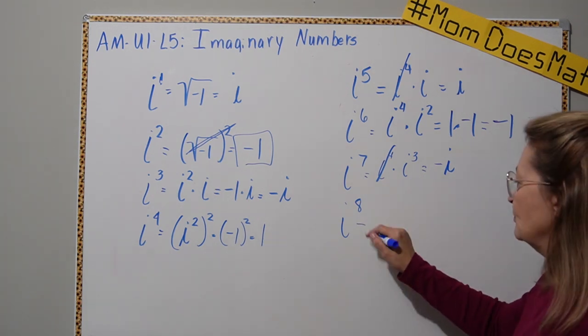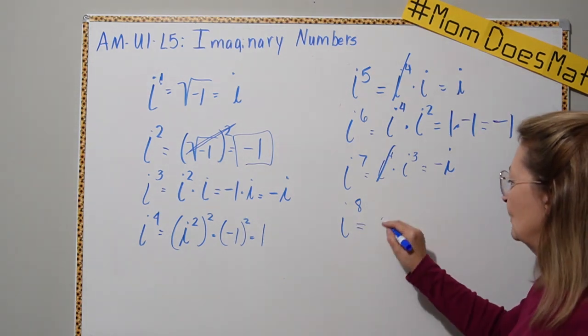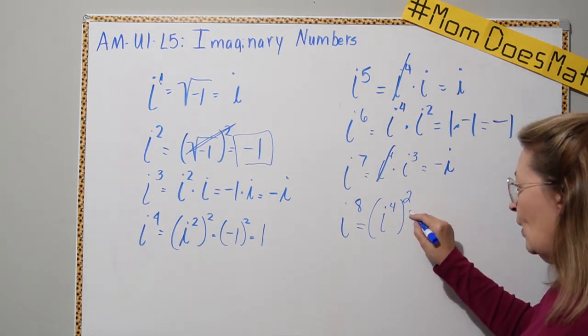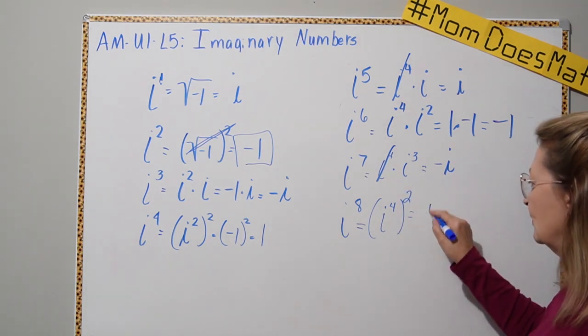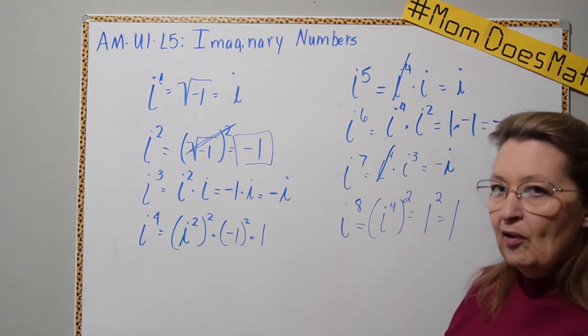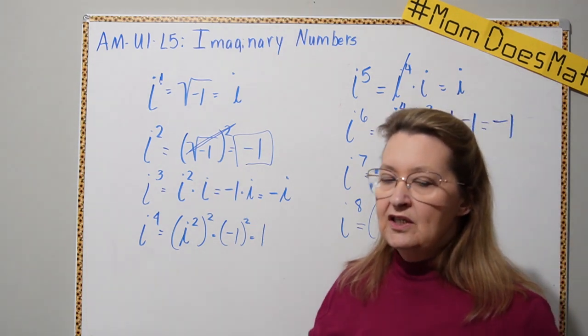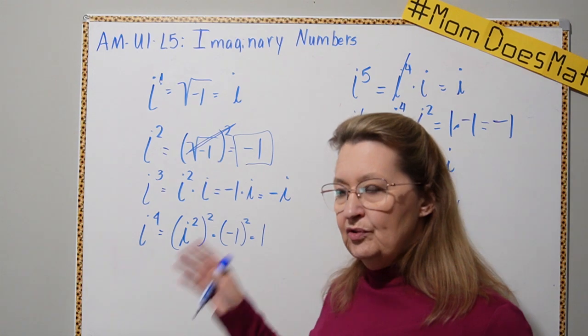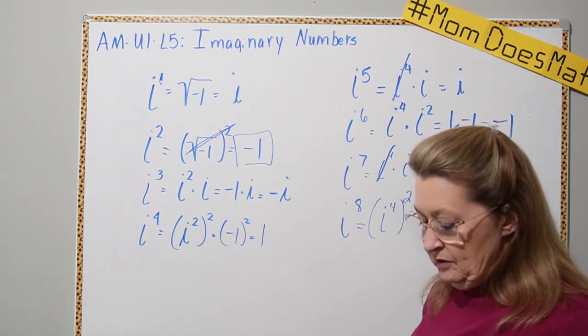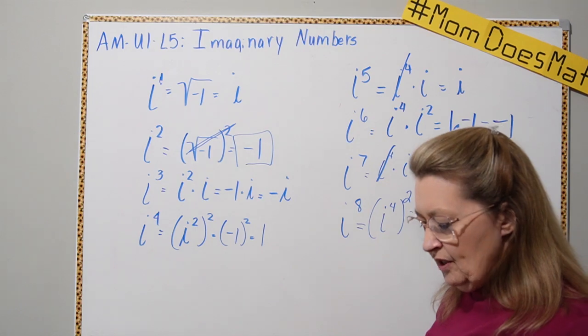And now the last one, what is i to the eighth? Well, it's going to be i to the fourth squared. i to the fourth is 1, and 1 squared is 1. And I promise this is all going to make more sense once we start doing problems. You'll see how we pull those out. So let's look at some pure imaginary numbers, and let's work number 4.